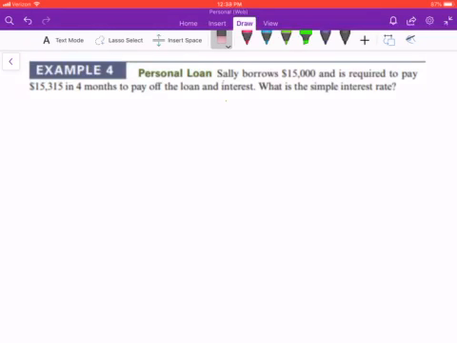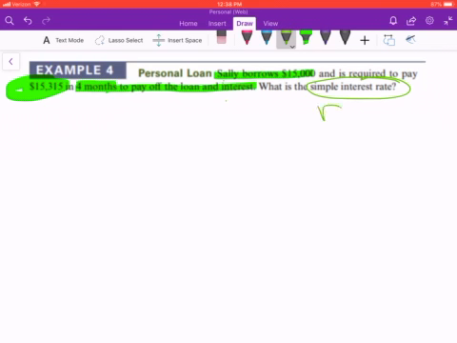And we have here that Sally borrows $15,000 and is required to pay this much in 4 months to pay off the loan and interest. So now the question is, what is the simple interest rate? So what we're looking for here is, what is R?